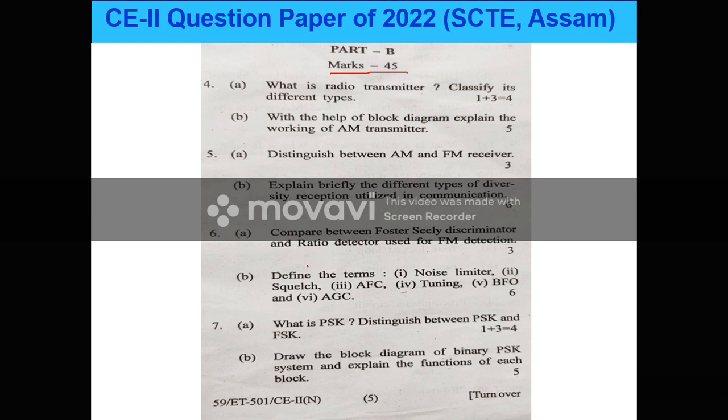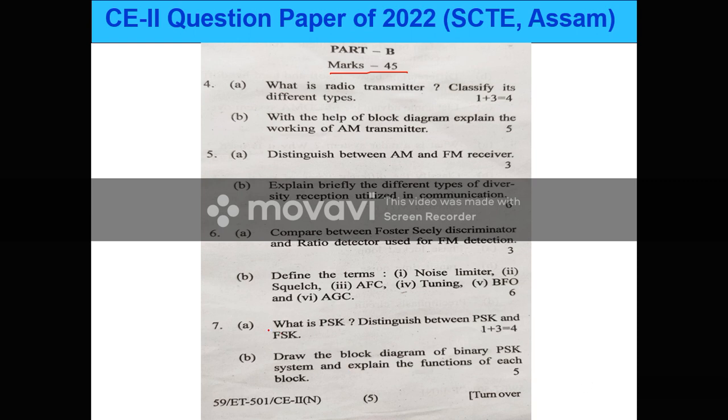In question number 6 there are also 2 sections A and B. A is compare between Foster-Seeley discriminator and ratio detector used for FM detection, and B, define the terms: noise limiter, squelch circuit, AFC, that means automatic frequency control, 4 is tuning, 5 is BFO, beat frequency oscillator, 6 is automatic gain control.